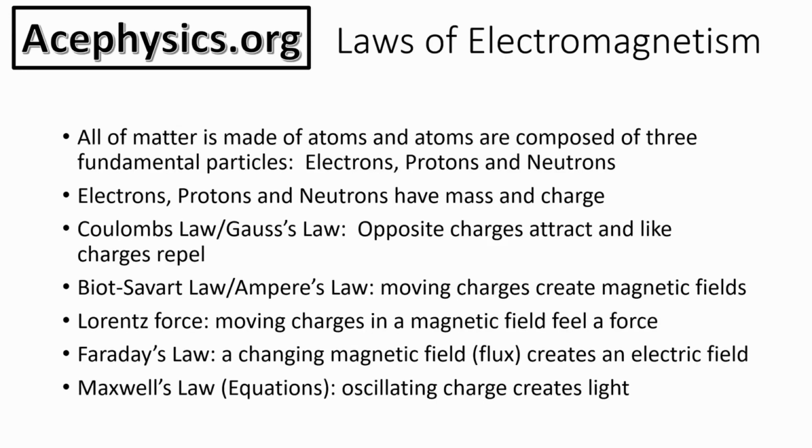The next branch of physics, in chronological order of how physics was discovered, is electromagnetism. The laws of electromagnetism are as follows. All of matter is made of atoms, and atoms are composed of 3 fundamental particles: electrons, protons, and neutrons. Electrons, protons, and neutrons have properties called mass and charge. Coulomb's law talks about the electric force. Gauss's law discusses the electric field, which is the electric force per charge. And this says that opposite charges attract and like charges repel.